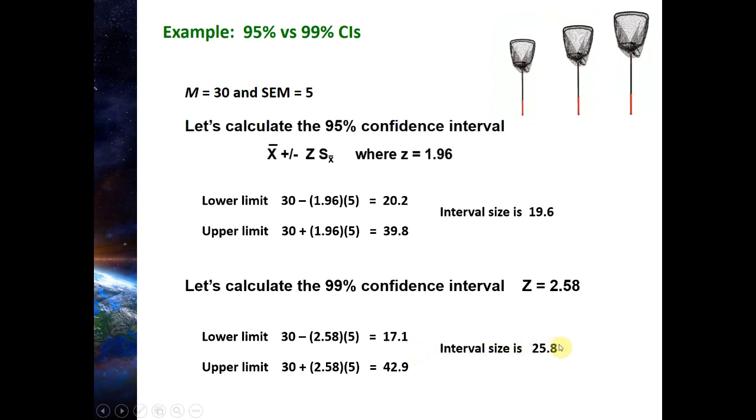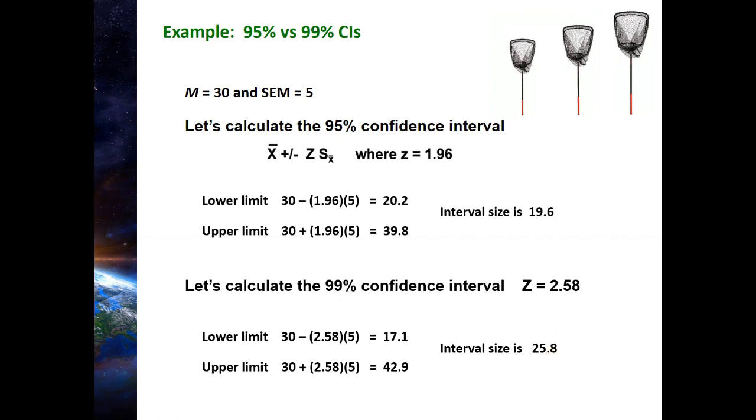Notice what happened to the size of the interval. When we were calculating the 95% confidence interval, it was close to 20. When we calculated the 99, well, we want more chances of being correct, so we're going to have to make the interval size larger, and you can see it went up to almost 26.